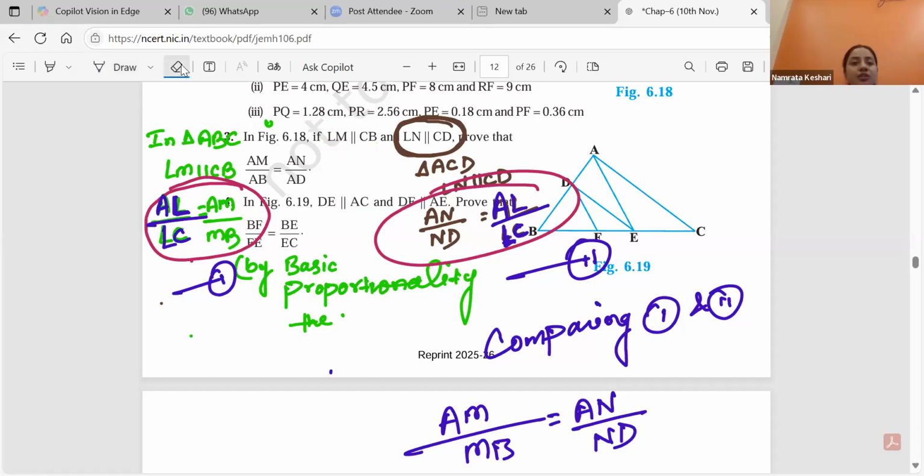Parallel condition will be given. You just have to carefully examine which triangle to take, write the ratio, and you are done. Can you see, whatever we were supposed to prove, we are done with the proof? Steps are clear to everyone? Yes, ma'am. Okay, let's do the next one.